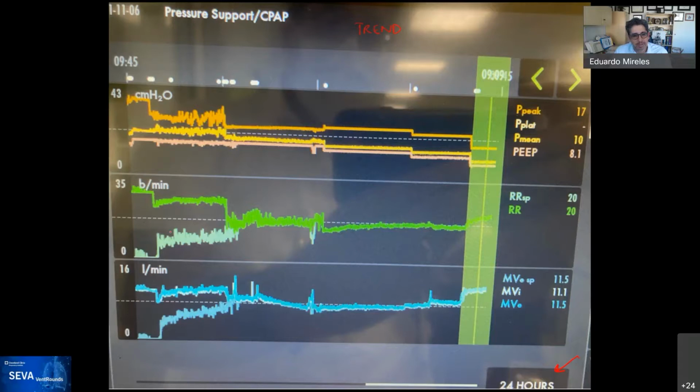then the spontaneous. So if there's a gap, like for example here, these are all mandatory breaths with a little bit of spontaneous. And over here, because both of them are matching, they are all spontaneous breaths, if that makes sense. And then in the bottom, the same thing, but now with your minute ventilation: you have the spontaneous minute ventilation here, and then they match because the spontaneous and the total are the same.